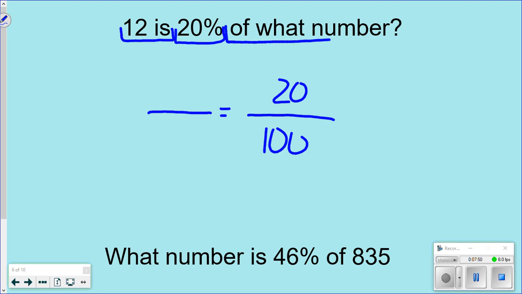It's asking for "of what number" this time? So your "of" or your total is going to be your x, and your 12 is going to go on top. So cross products, and your answer would be 60. We could do that one in our head probably. 60.